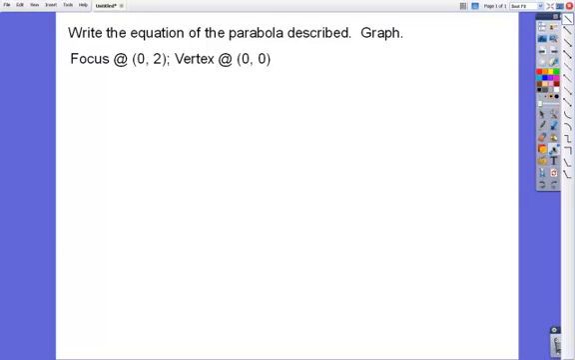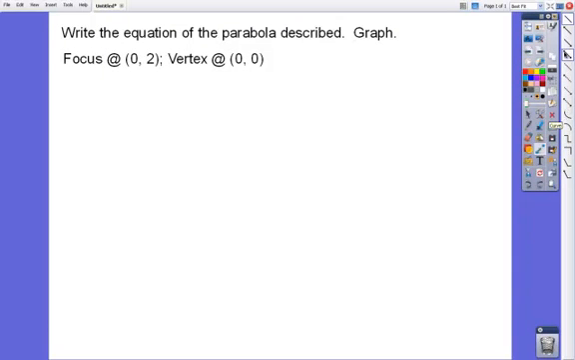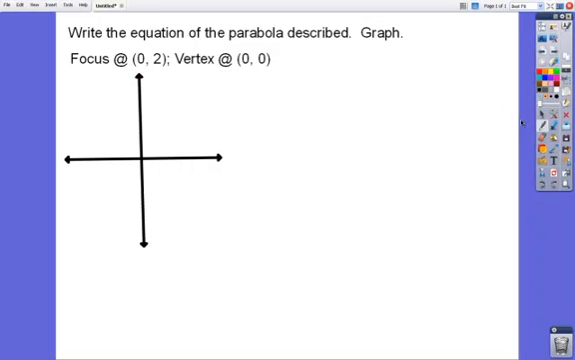Alright, so this is like a problem you had to do for your homework. Up there at the top are the directions. I'm going to draw myself a little XY graph here real quickly. We want to write the equation of the parabola described, and we want to graph it. So why don't we start with graphing it, because that will give us a view of what it'll look like. It'll probably be easier to write the equation of the parabola when we actually look at the graph.